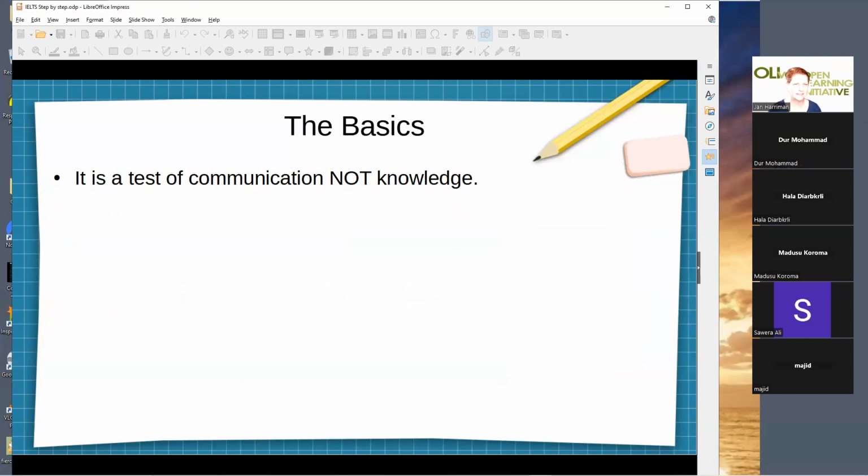Right, and the basics. It is a test of communication, not knowledge. They don't care what you know. They want to know, can you communicate? Can you understand what's being communicated? Can you understand what you read? Even if it's an unfamiliar topic, can you understand it? And can you communicate? That's all the test is about.